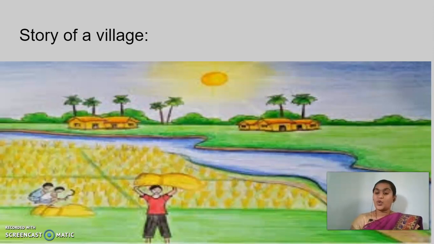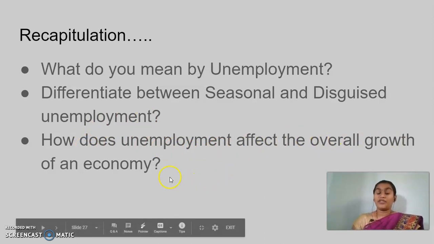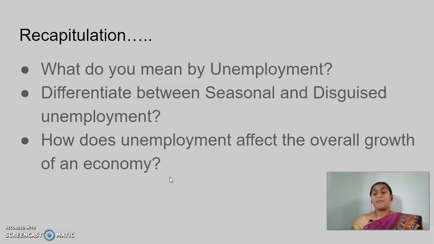You just go through the story once and understand how we can overcome this unemployment problem. And we'll go for recapitulation. What do you mean by unemployment? You have to write the meaning of that. Differentiate between seasonal and disguised unemployment, that you have to explain. How does unemployment affect the overall growth of an economy? That is manpower waste, economic burden; all those things you have to explain.